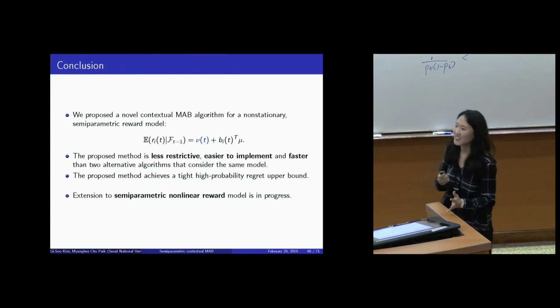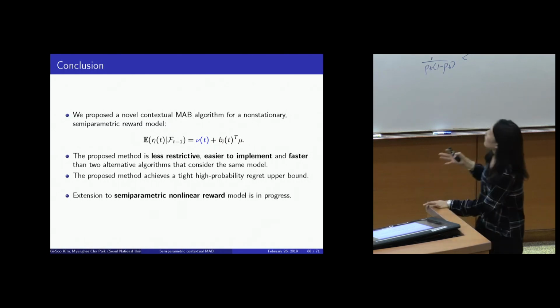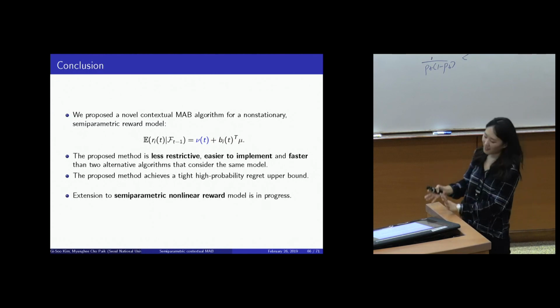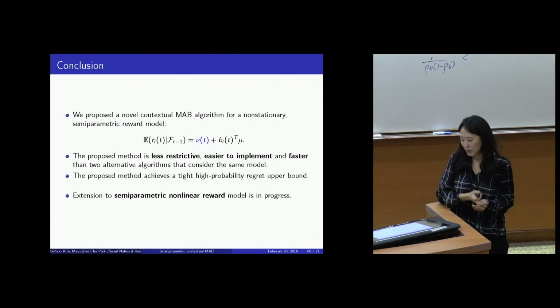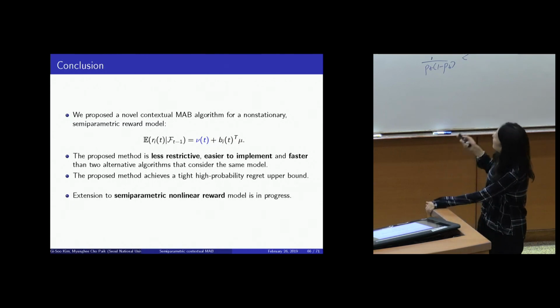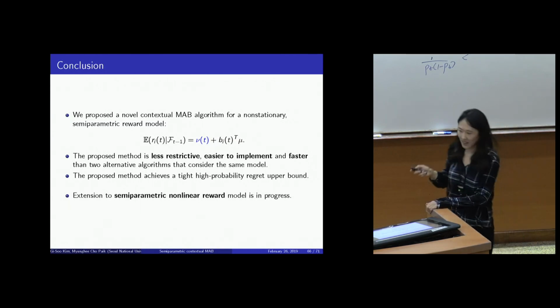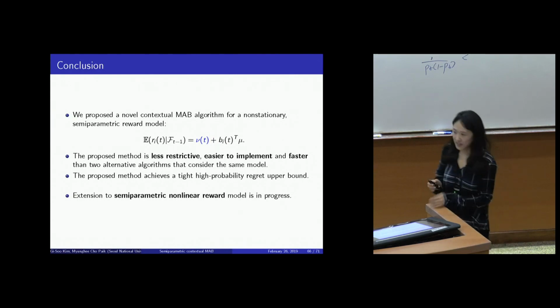In conclusion, we wanted to propose a new contextual MAB algorithm for a non-stationary semi-parametric reward model. We would like to say the proposed method is less restrictive, easier to implement, and faster than the two alternative algorithms. The proposed method achieves a very tight regret bound. We are currently extending this method to the nonlinear case, and this is in progress.